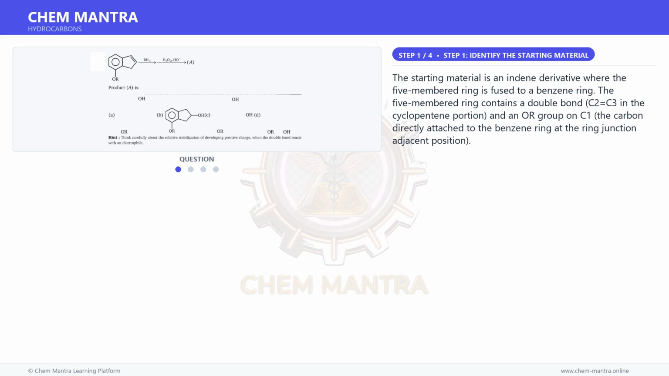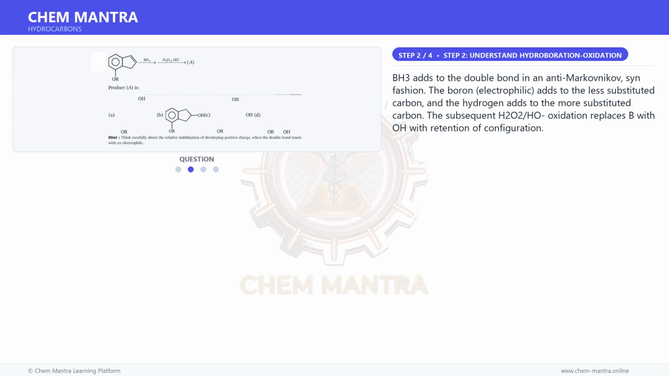The starting material is an indene derivative where the 5-membered ring is fused to a benzene ring. The 5-membered ring contains a double bond, C2=C3 in the cyclopentene portion, and an OR group on C1, the carbon directly attached to the benzene ring at the ring junction adjacent position.